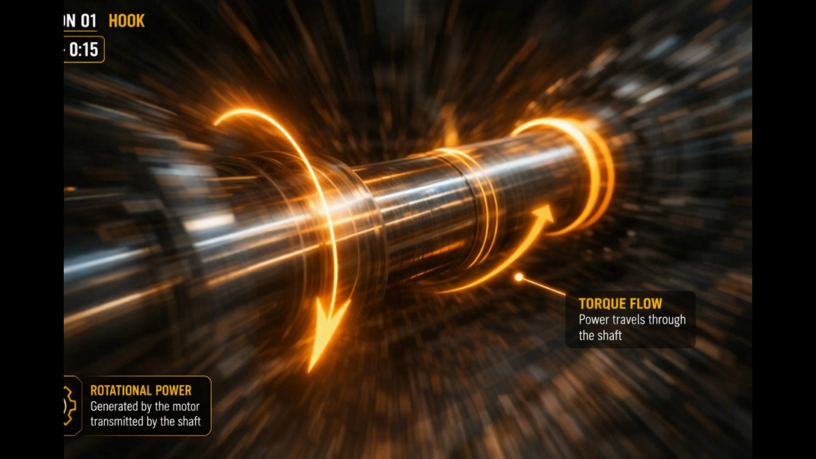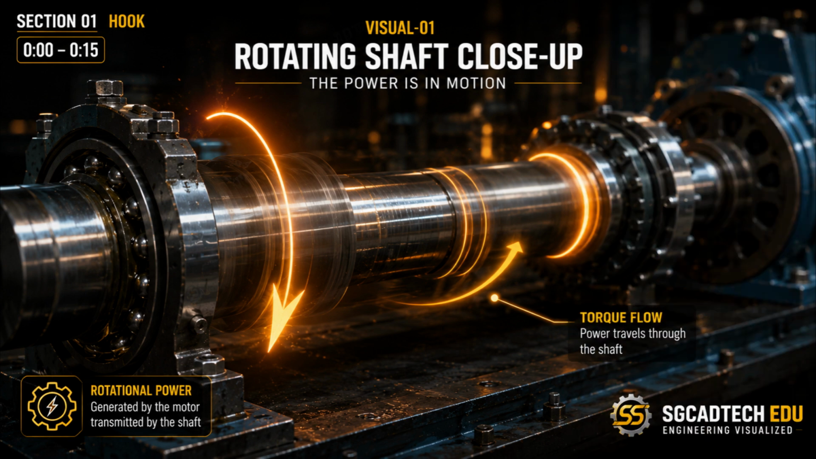Inside every powerful machine, there is one rotating component silently carrying energy. A motor may generate power, but without a shaft, that power cannot reach the machine. This rotating steel member transmits torque, motion, and power from one machine component to another. And that is why the shaft becomes the backbone of industrial machinery.